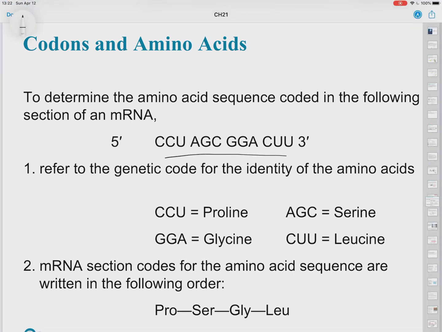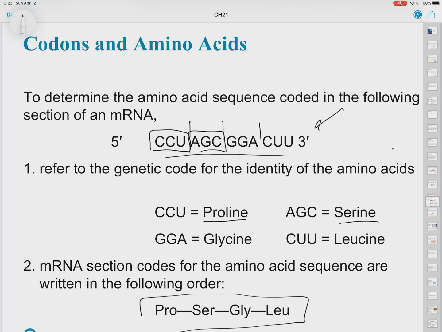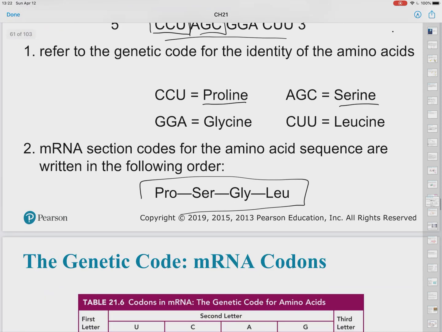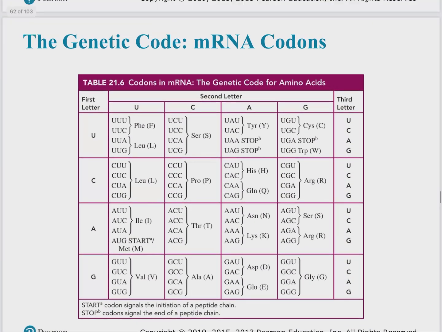Now, we haven't seen the code yet, but this is what we would basically do. If we had an mRNA section, we could take a look at each of those and break it into the codons, and then we would look at what CCU actually codes for. If we look at our chart, we'll see CCU codes for proline, AGC codes for serine, and so on, and then we would have our sequence of amino acids. So on the test, I'll probably give you a 5' to 3' mRNA and ask you to give me the protein sequence.